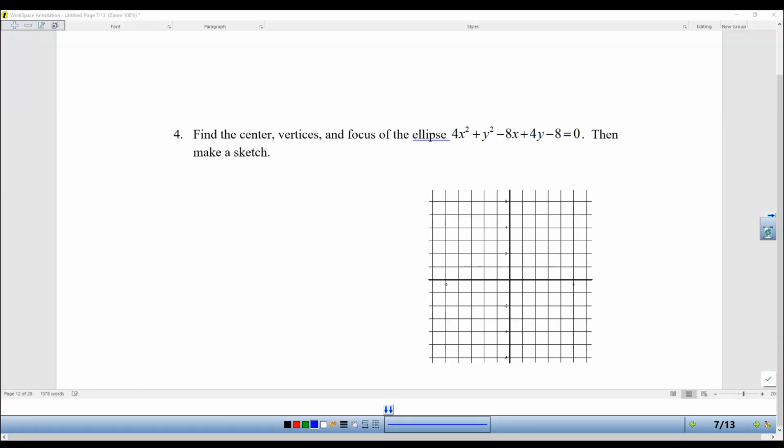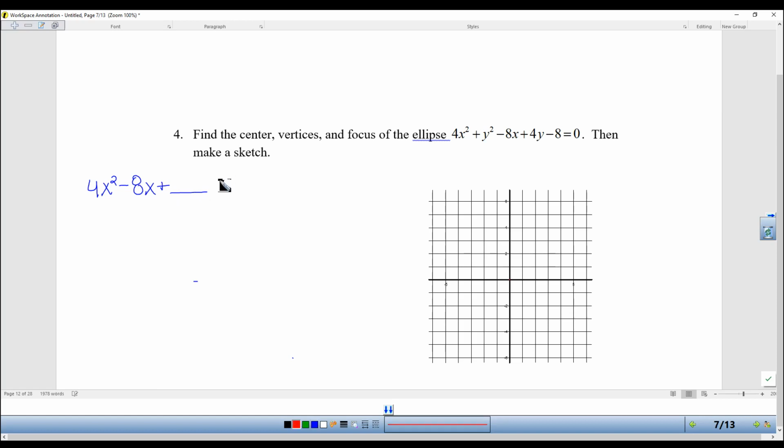Number 4. Now this is exactly what we just did. So if you'd like to take that opportunity to try this one on your own, I would love that. But of course I will do it for you. So my first step is always to group all the x's together. I'm going to put a blank there.